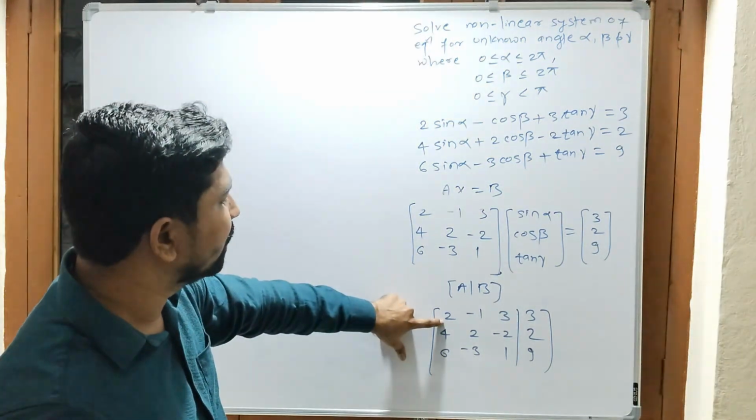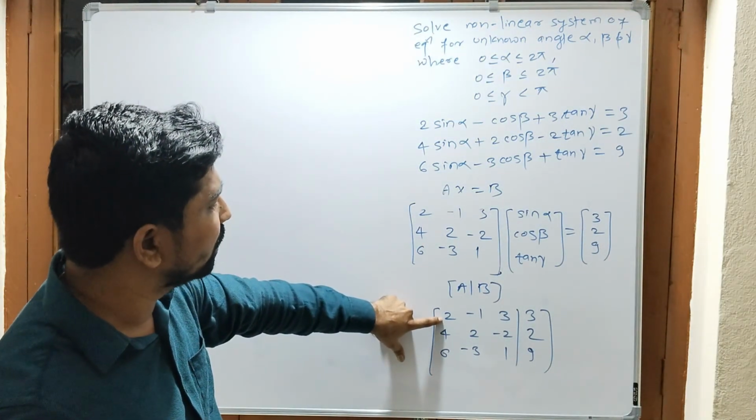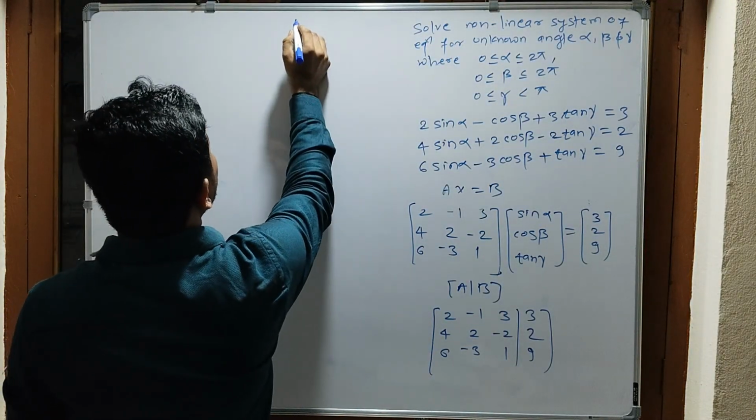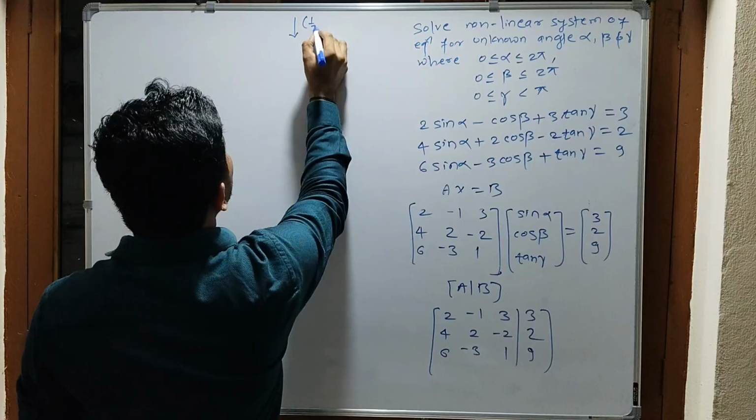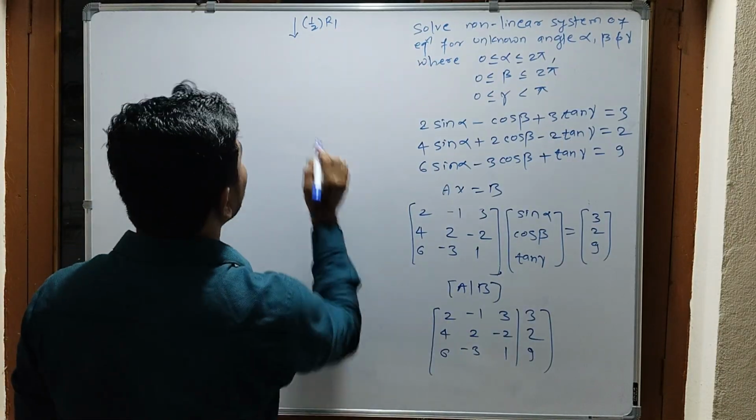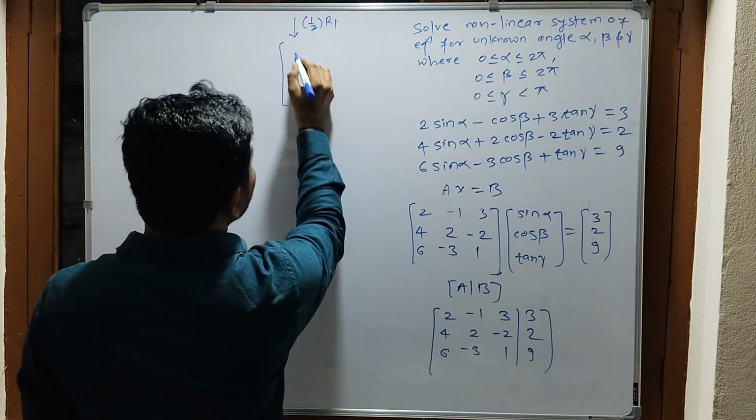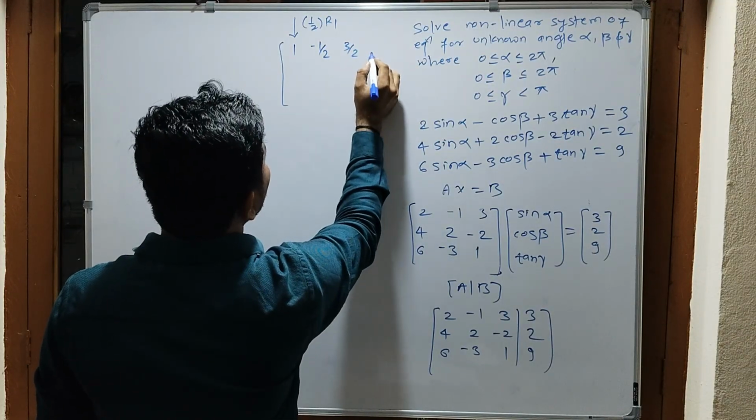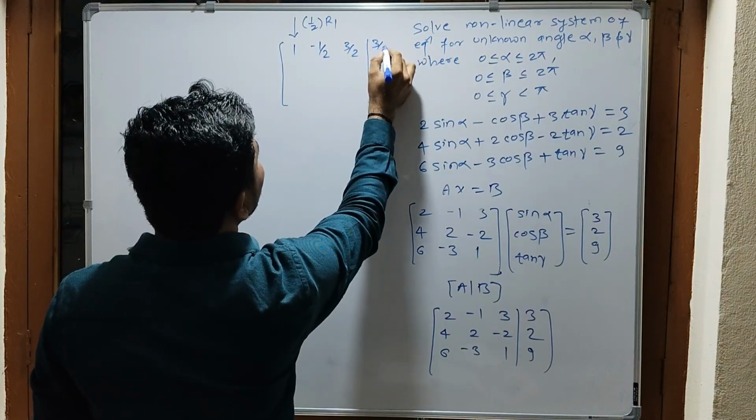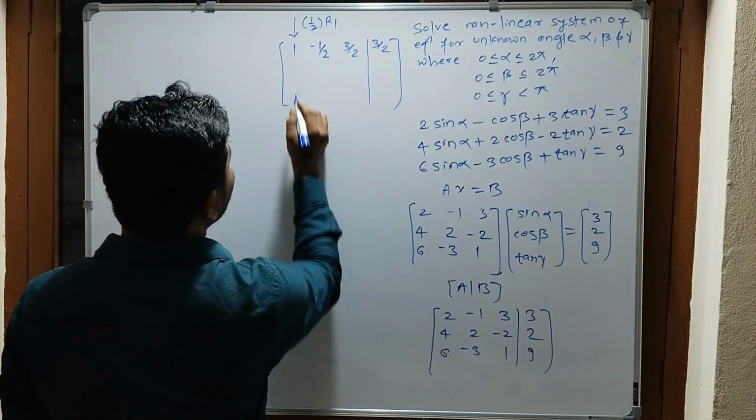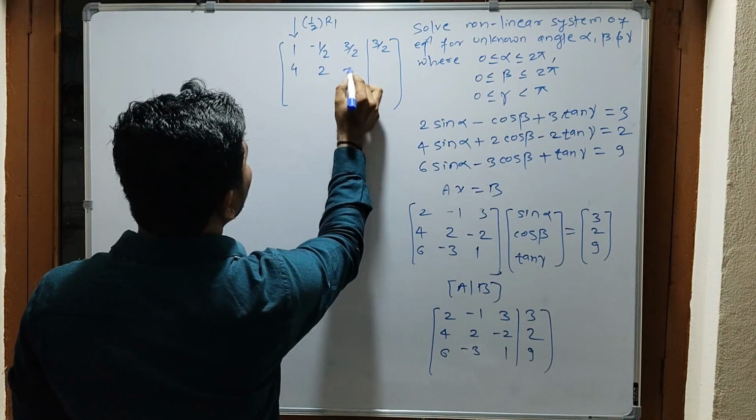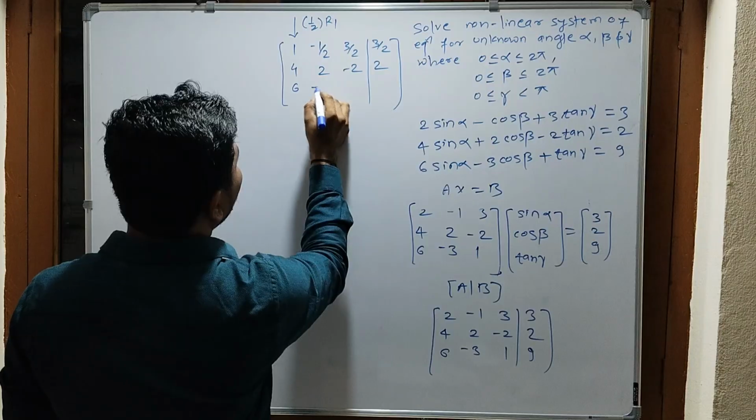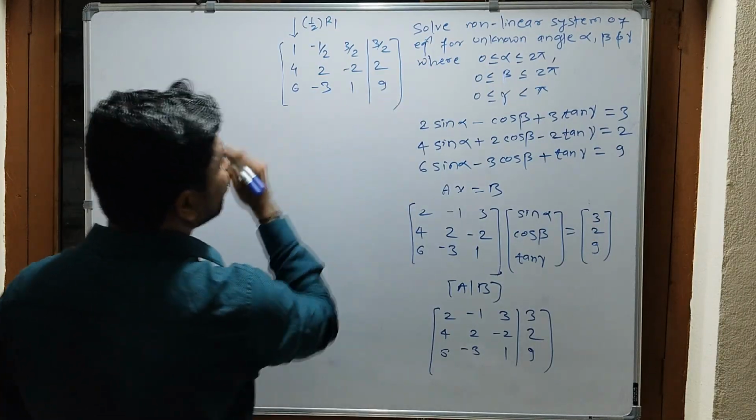First I will divide the entire row R1 by 2 so that this term becomes 1. So I apply the elementary operation 1 by 2 times R1, so that this 2 becomes 1. I get the resultant matrix: 1, minus 1 by 2, 3 by 2, and 3 by 2. The second row is as it is: 4, 2, minus 2 and 2. The third row is 6, minus 3, 1 and 9.